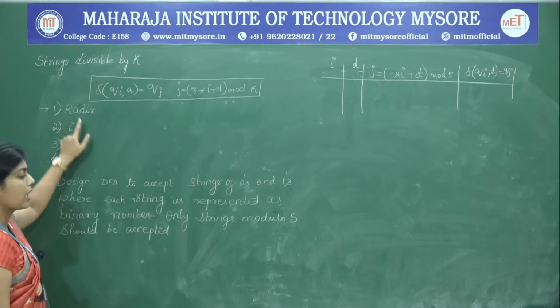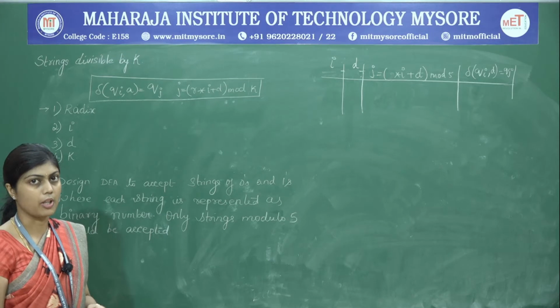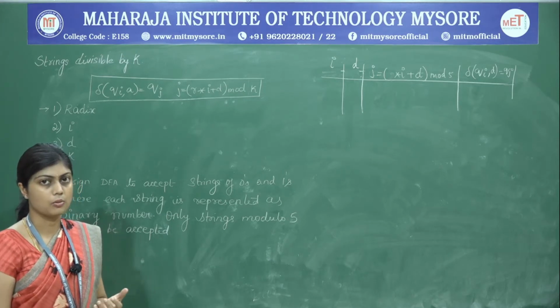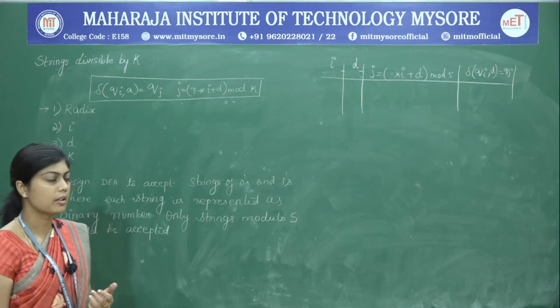First of all, we have to identify the radix. The radix is nothing but the base of the number which you are trying to accept. In case it is a binary number, the radix is going to be 2, and in case it is a decimal number, the radix is going to be 10.